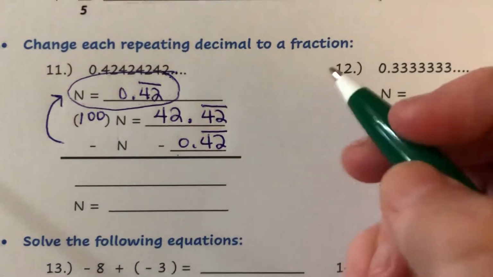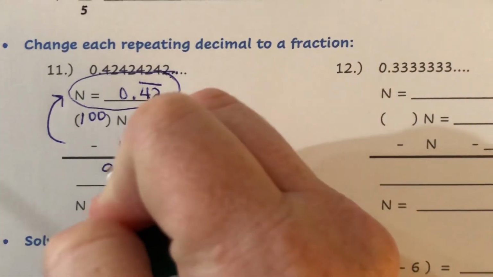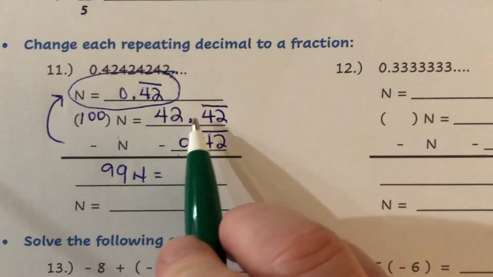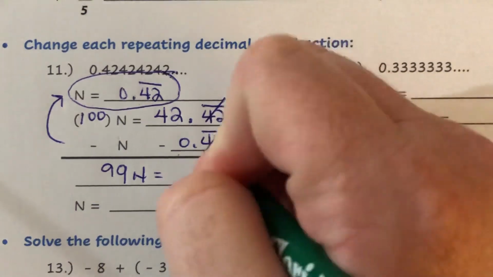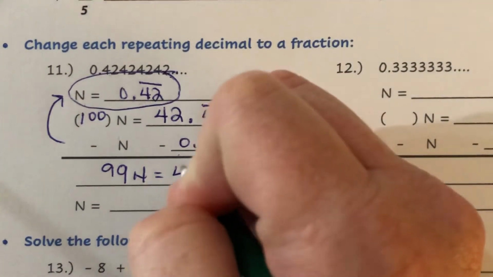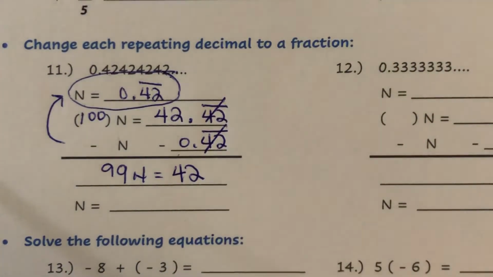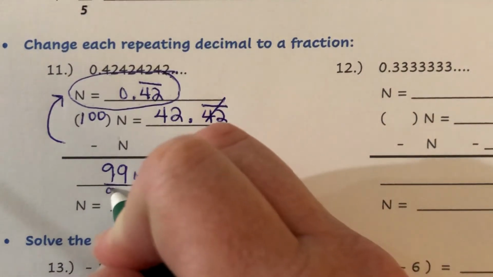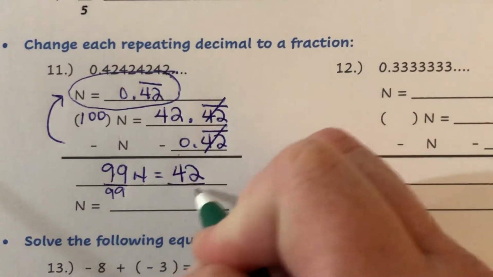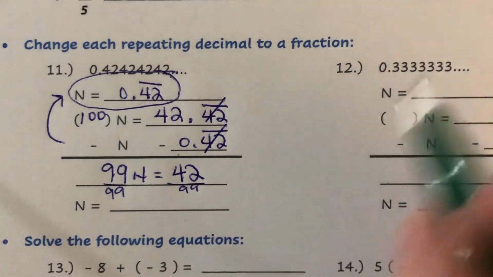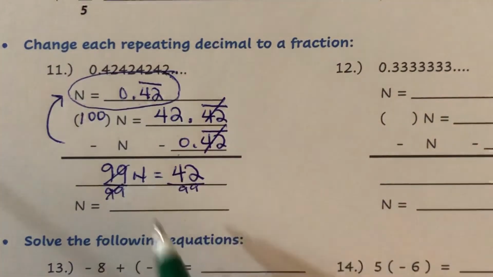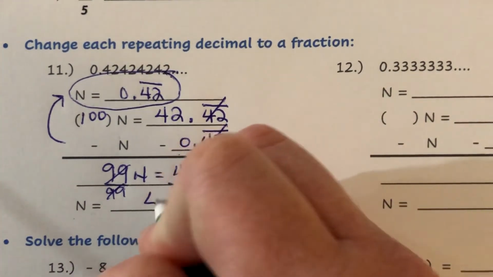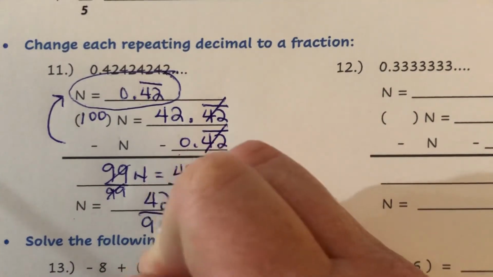All right, so once I do that, this becomes 99n equals, and then 42.42 repeating minus the repeating part just leaves 42. Okay, and then the last thing we had to do was divide both sides to get n by itself, divide by 99. So once we do that, these cancel, and we're left with n equals 42 over 99.